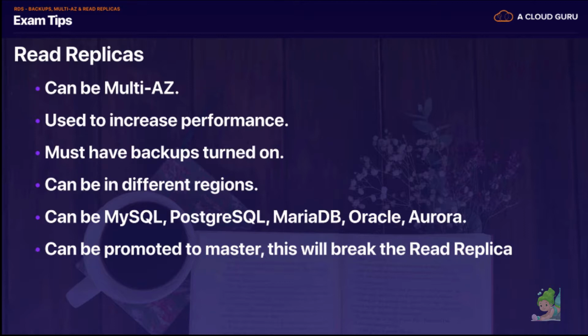You can have read replicas around different regions in the world. And read replicas can be MySQL, PostgreSQL, MariaDB, Oracle, and Aurora. The only RDS engine that doesn't support read replicas at this time is SQL Server. And remember that read replicas can be promoted to a master, but when you do this, it's going to break the read replica. So it's going to break the replication.